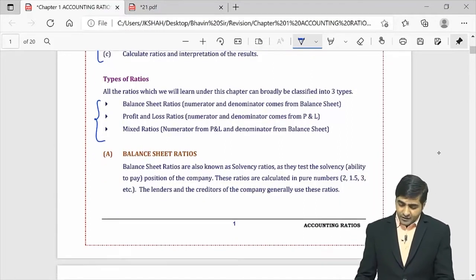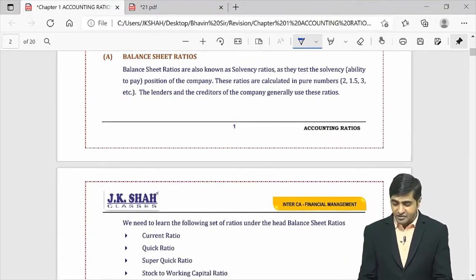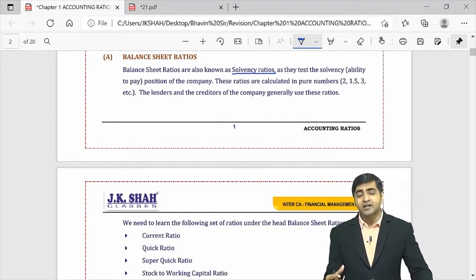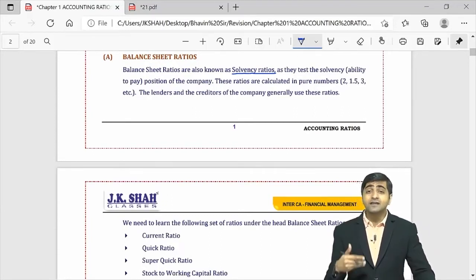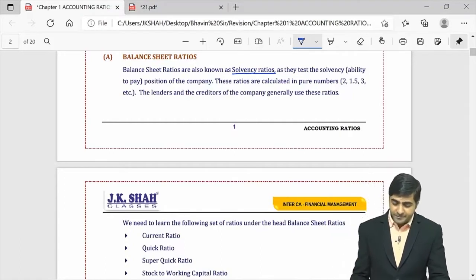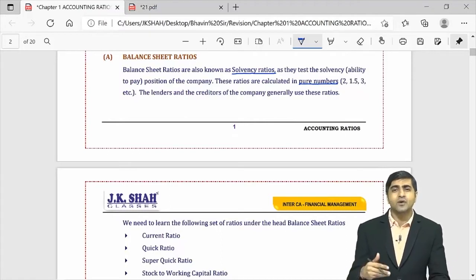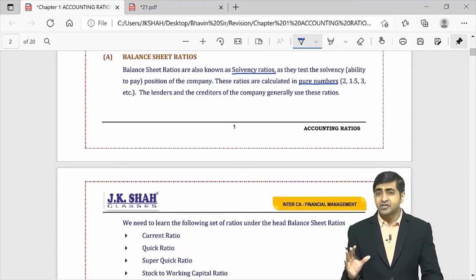Okay. Now my dear students, let us talk about balance sheet ratios. Your balance sheet ratios are also known as your solvency ratios. Obviously, because when we have a look at a balance sheet, we are comparing your liabilities and assets. So that will help us to determine the solvency ratio of a particular company, and which is always calculated in pure numbers. So that's why the ratio is 2:1, 1.5:1, 3:1, something like that. So this will be your balance sheet ratios.